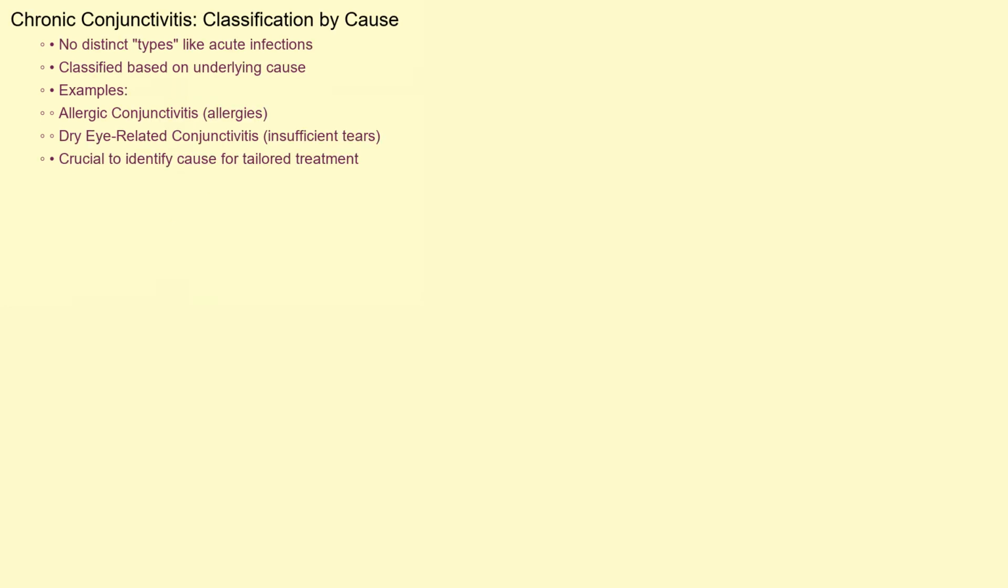While there aren't distinct types of chronic conjunctivitis in the same way there are for acute infections, we can classify it based on the underlying cause. For example, we can have allergic conjunctivitis, which is caused by allergies, or dry eye-related conjunctivitis, which is caused by insufficient tear production. It's crucial to identify the underlying cause to tailor the treatment appropriately.